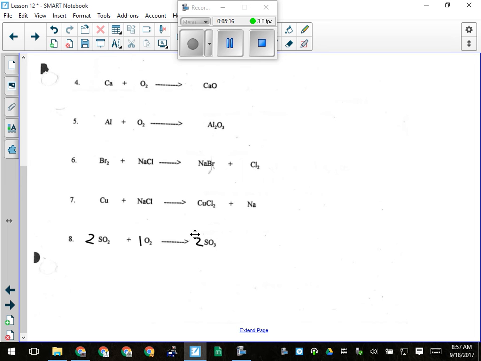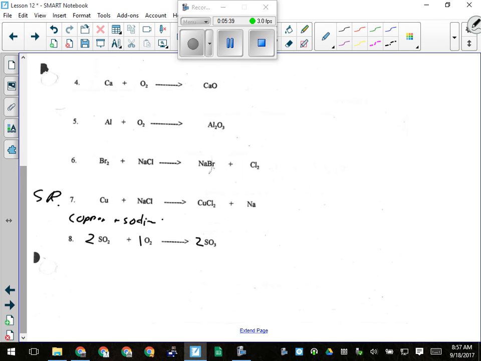Okay. 7. With number 7, we've got an element reacting with a compound to produce a compound with a new element. What kind of reaction is that? Single replacement. And then we've got copper plus sodium chloride gives us copper 2 chloride plus sodium. And then the only balancing that needs to happen is here and here.